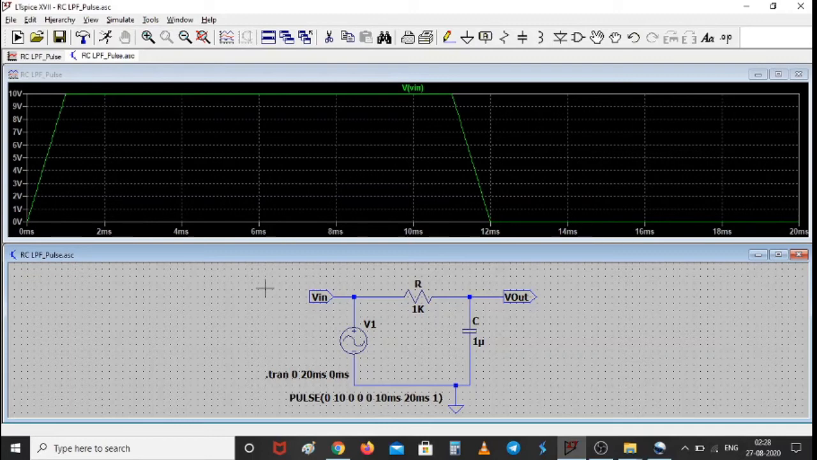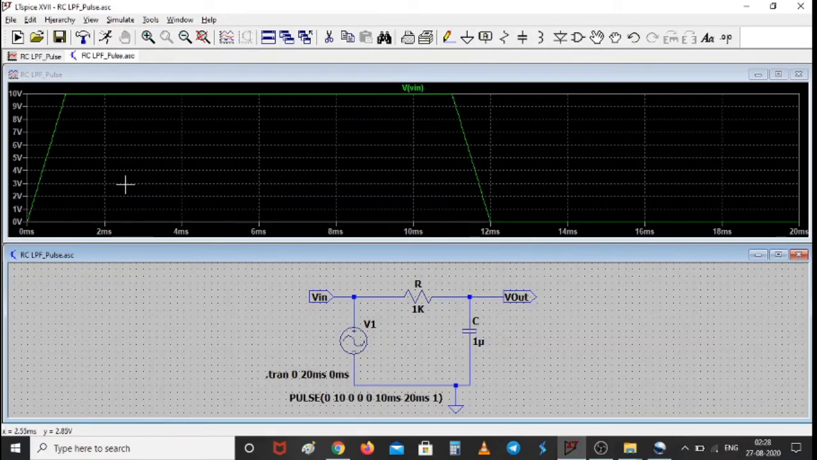Okay, in this case it is 10 volts only for a certain duration, what is being called the pulse duration. The pulse duration that we have considered is 10 milliseconds and the total period that we have considered is 20 milliseconds. So for a period of 10 milliseconds the input signal is going to have 10 volts and for the next 10 milliseconds the input signal is going to be 0 volts.